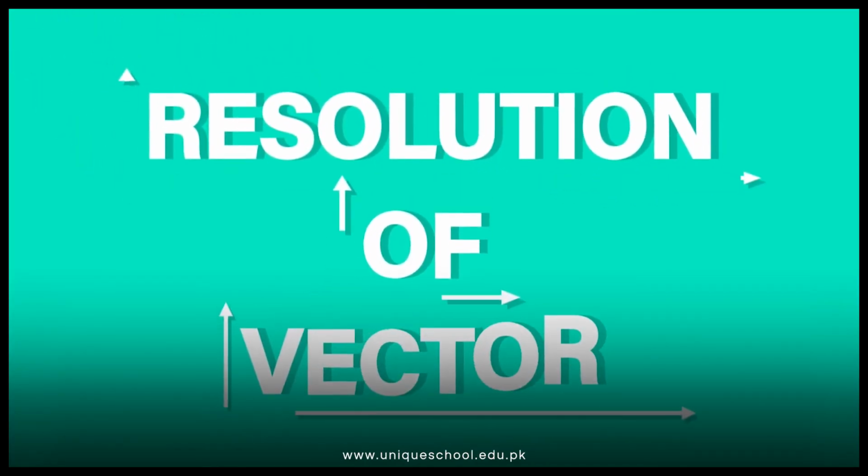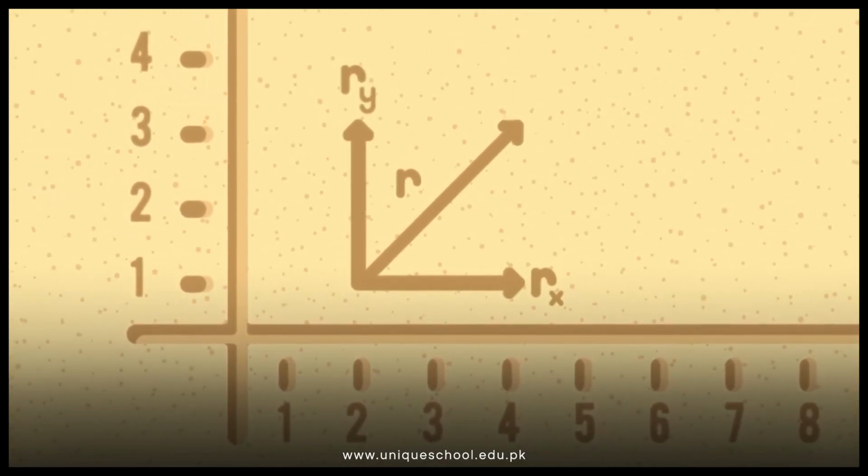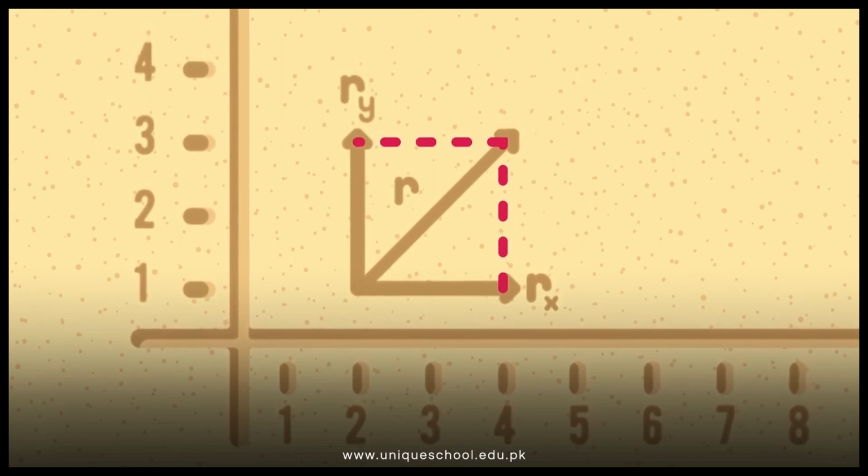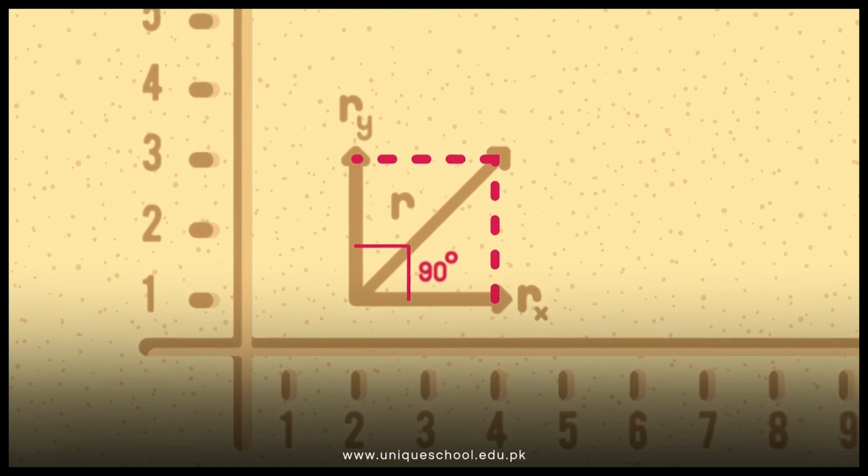Resolution of a vector. Splitting up a single vector into its rectangular components is called the resolution of a vector. The rectangular components of a vector have to make an angle of 90 degrees with each other.